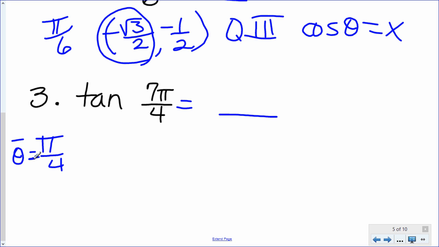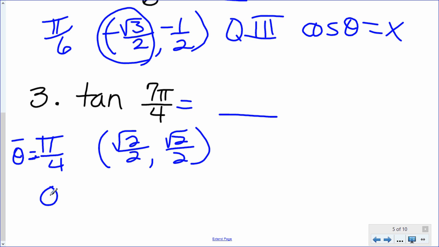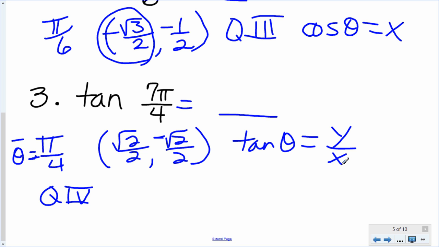Okay, then think of that ordered pair. It is square root of 2 over 2, square root of 2 over 2. All right, then think about which quadrant 7 pi over 4 is in. That's in quadrant 4. So in quadrant 4, x is positive, y is negative. Okay? Now, remember, tangent theta is equal to y over x.